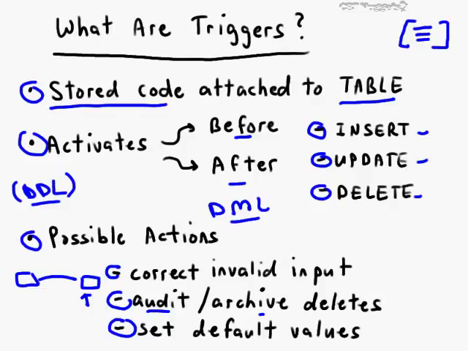A third possible action, and believe me, there's more than 3 reasons to use triggers, would be to help in terms of setting default values. Yes, we have the default column constraint, but triggers provide much more robust capability than a simple default keyword, which gives us just essentially a string value.